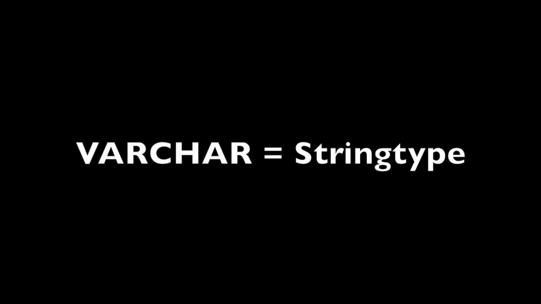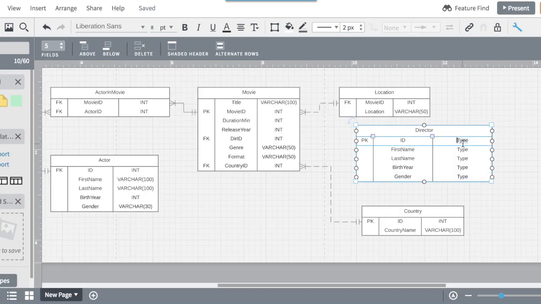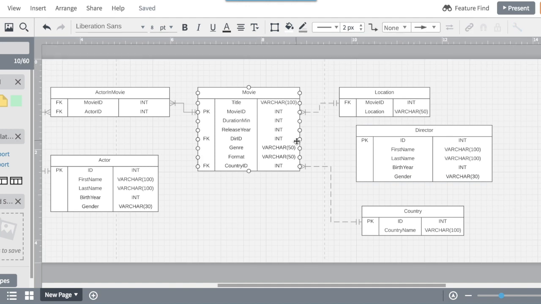We're going to use varchar, which is a string type. And we're going to use integer, which is a numeric type. We can use whole numbers with integer. So let's see here, ID is going to be an int, not a varchar. There we go, int. And first name is going to be a varchar. And let's put 100 as a max. Last name is also going to be a varchar 100. 100 is the number of letters or symbols the string can have. Next up, birth year is an int. And gender is a varchar. Let's put the varchar to 30. There we go. Let's try and connect the entity movie to the entity director.